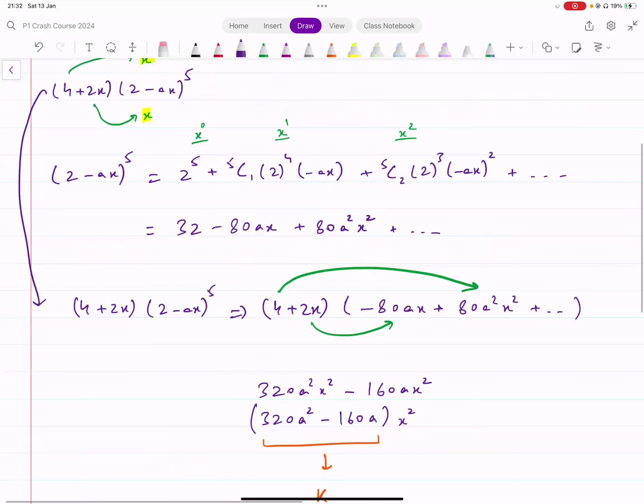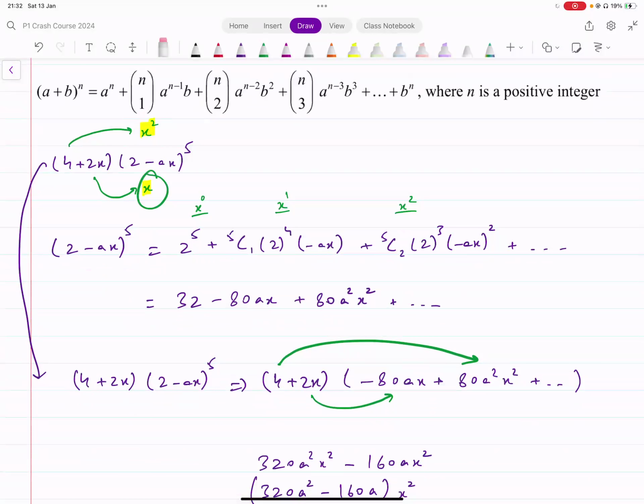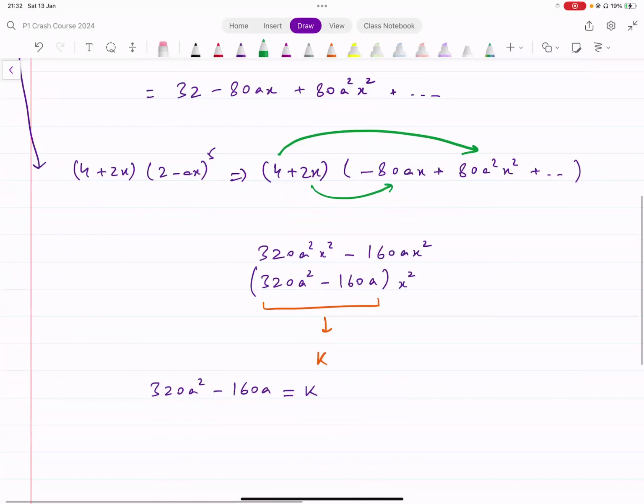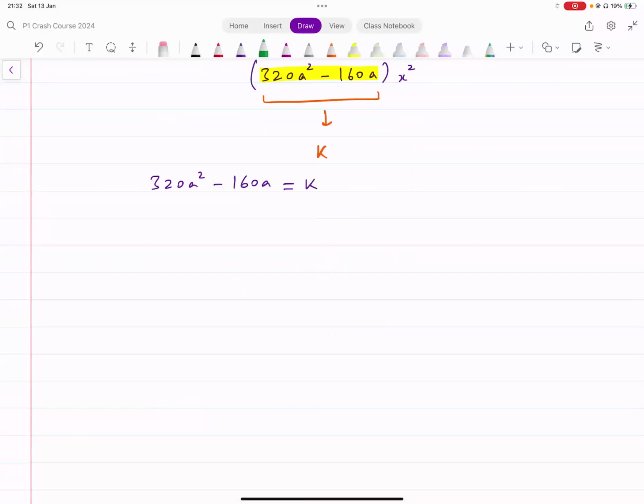How do we do that? We knew that we just needed the x squared term and x term from this expansion. We found the x squared and x terms. We multiplied them with 4 plus 2x, simplified everything. The coefficient of x squared turns out to be this thing. And now, since we know that the coefficient of x squared is supposed to be equal to k, we put that thing equal to k. And this is something that we get from that. So now we have 320a squared minus 160a, that equals k. Okay, so that's what we have.